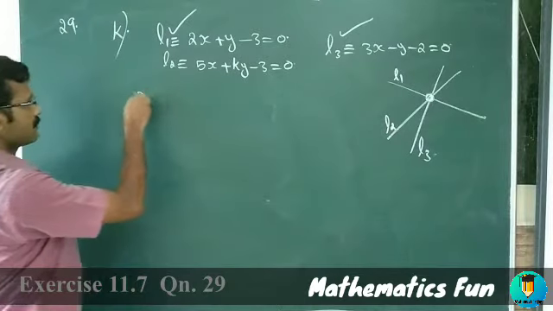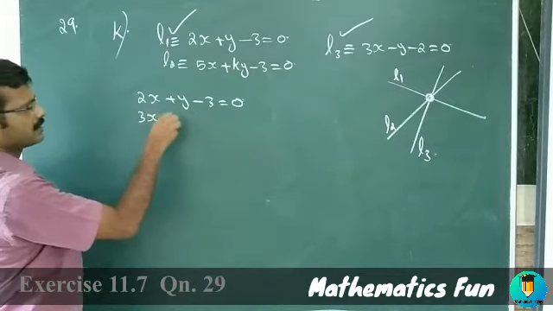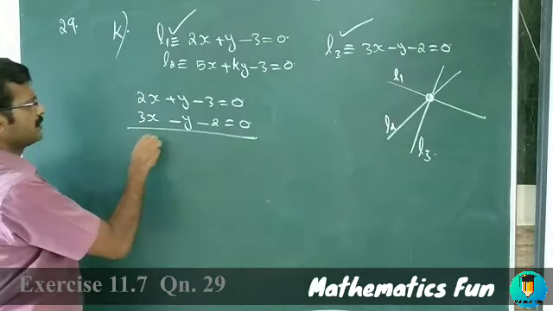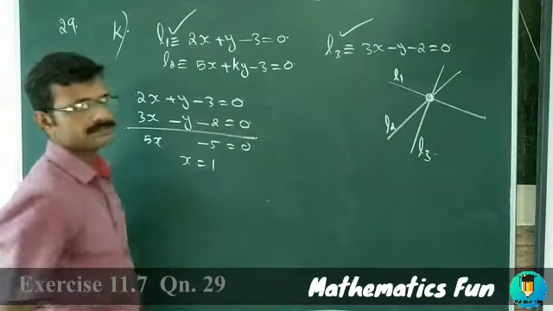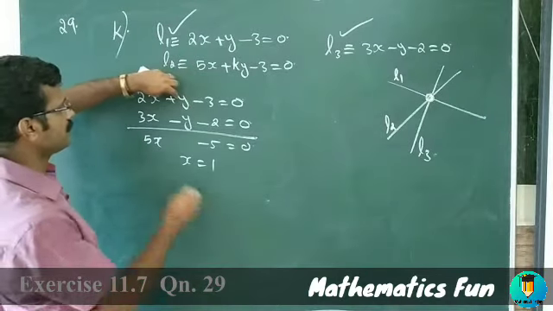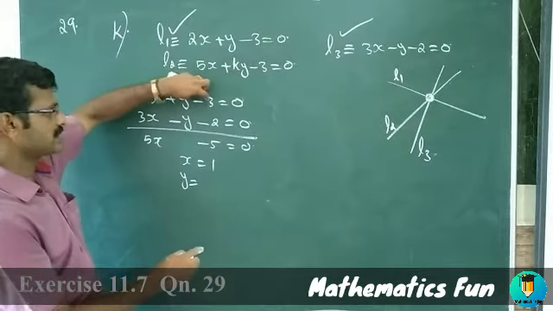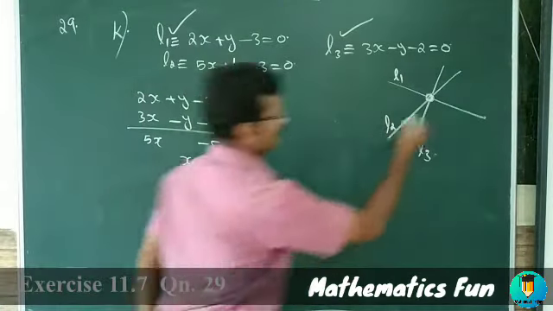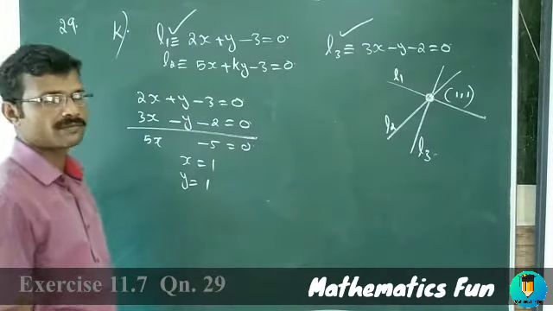I am writing the equations once again, L1 and L3. It is easy to solve simultaneously. If I add, the y part is cancelled. This is minus 5, so I am getting x is equal to 1. If I substitute x, I will get y. I am putting 1 for x here, so 2 minus 3 is minus 1. Taking it to the other side, it is plus 1. That means I am getting the point 1 comma 1, the point of intersection.